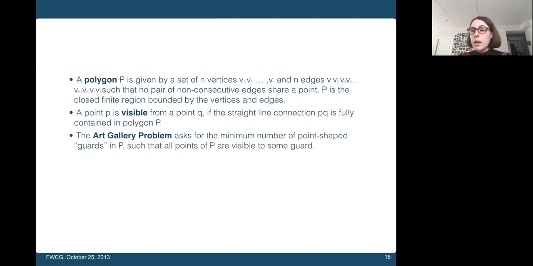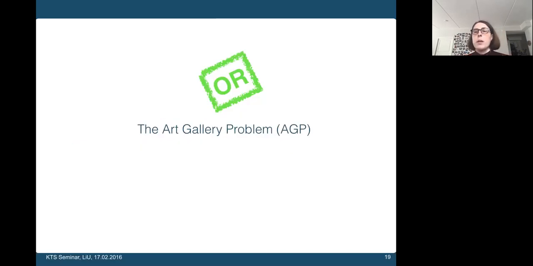And then the art gallery problem asks for the minimum number of point-shaped guards in our polygon P, such that all points of P are visible to some guard. So this is a text-based version of explaining that. So now if I asked you what the problem is about, can anyone tell me what it is about?